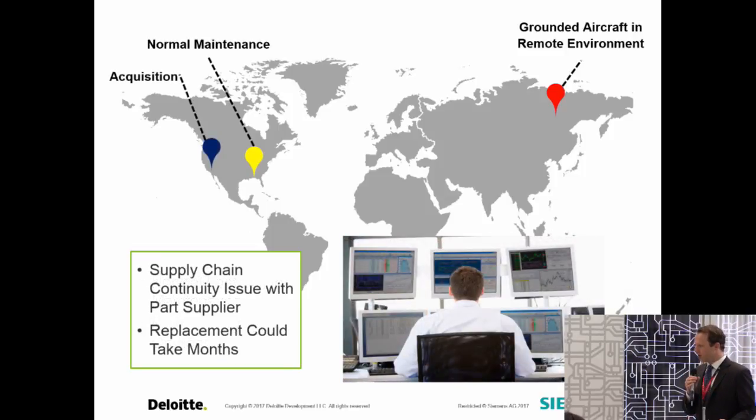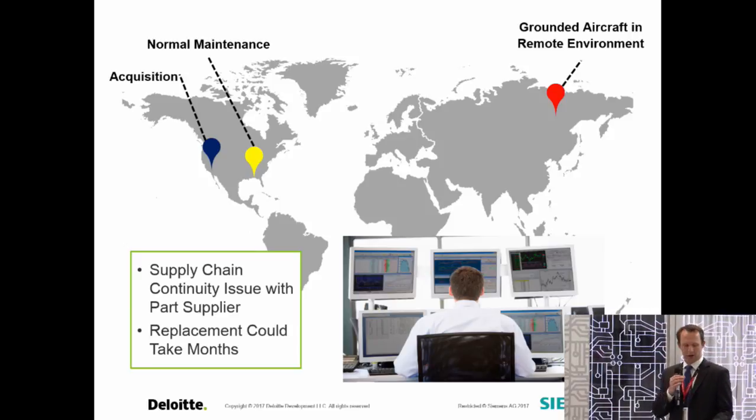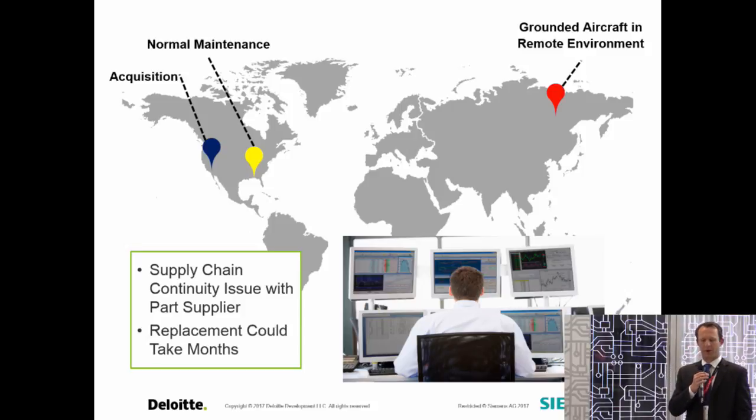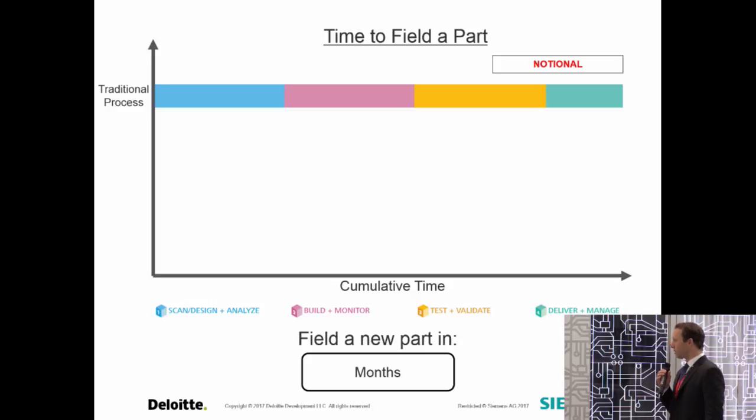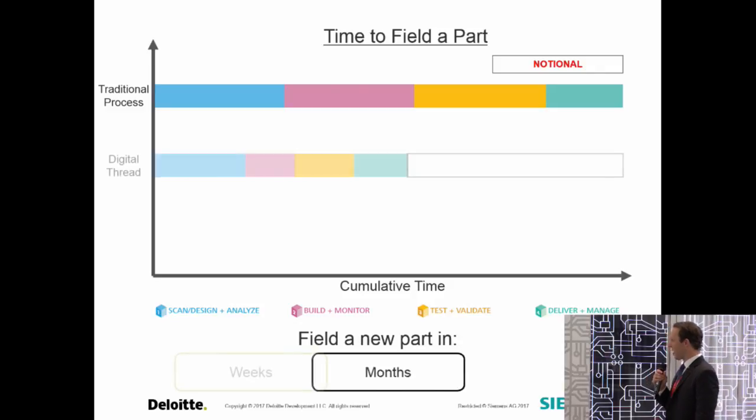We then transition that to the acquisition community. In our scenario, we find that a replacement part is not available. The supplier is no longer in business and generating another replacement part could take potentially months. All right, so enter digital thread. This is where we are right now. We are looking at months to field a new part, and we would like to dramatically reduce that.